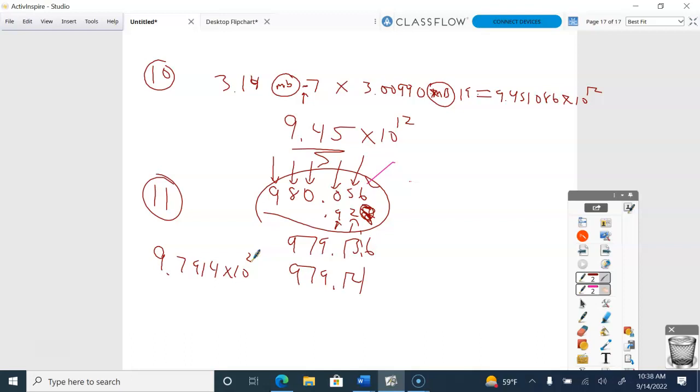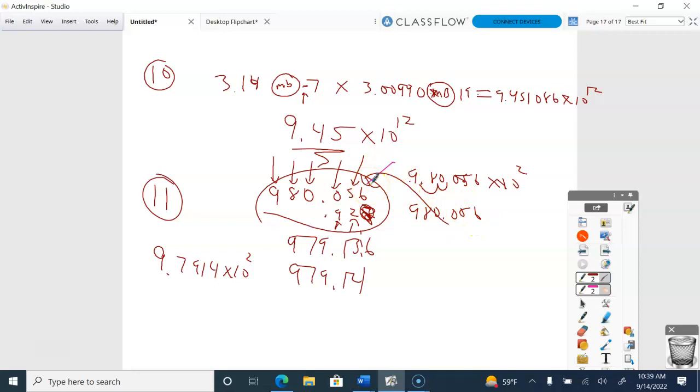But then I also had to move the decimal point, because it was 9.80056 times 10 to the second. Sorry about that, 5 times 10 to the second, right? So how do I convert that into regular? Mm-hmm. I multiply the tens in, right? There's two tens, I multiply it by moving it two places. And that gives me 980.056, which is what I wrote there.